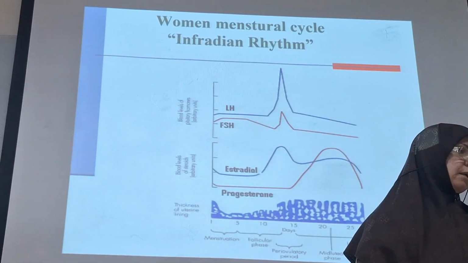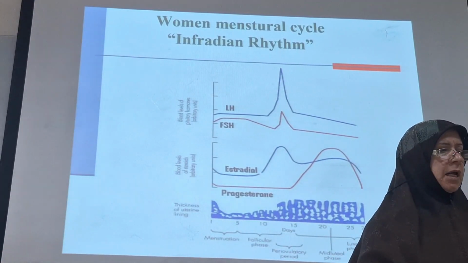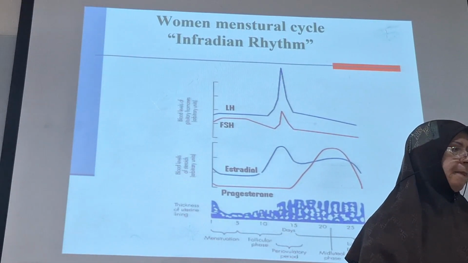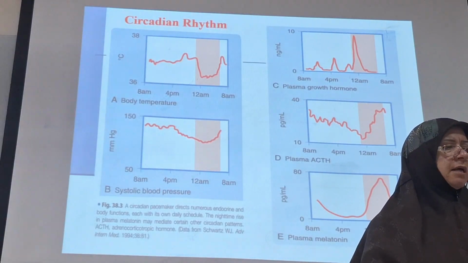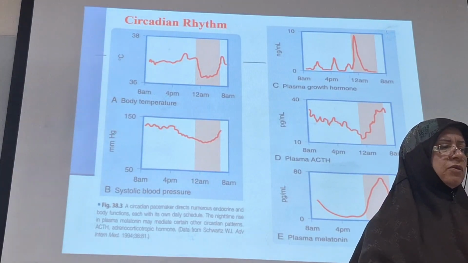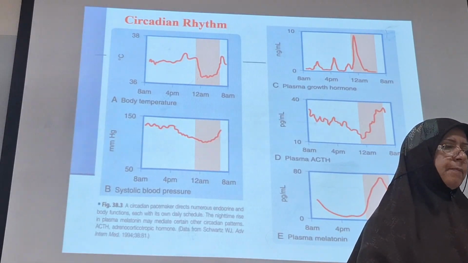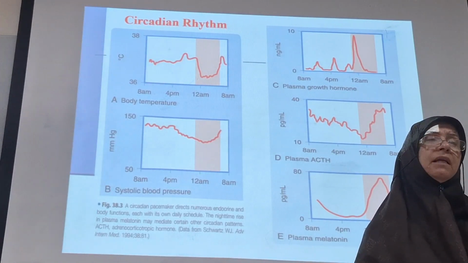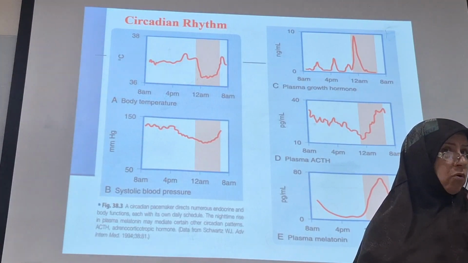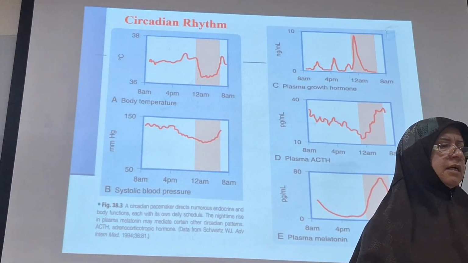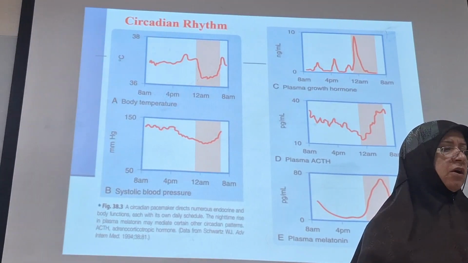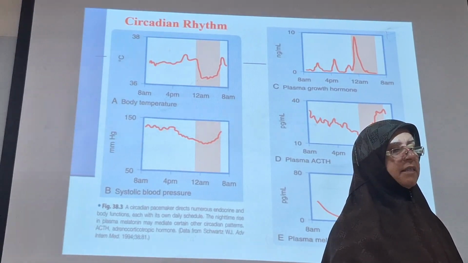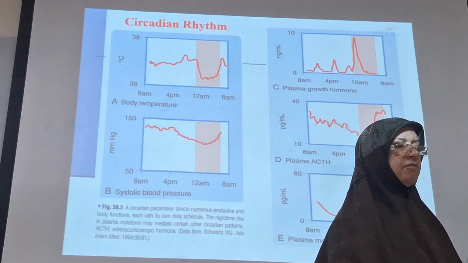Here you see infradian rhythm for LH, FSH, estradiol, and progesterone in women. Here you see circadian rhythm for GH, growth hormone. One to two hours after the beginning of sleep, there is a peak of GH. For ACTH and cortisol, at 4 to 8 a.m. there is a peak of these hormones.